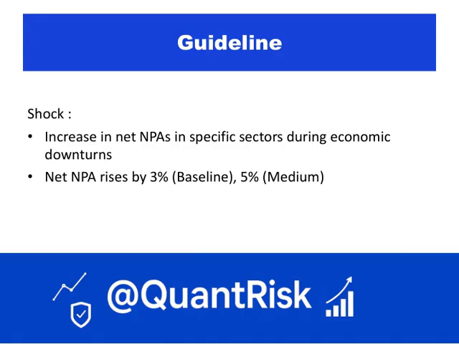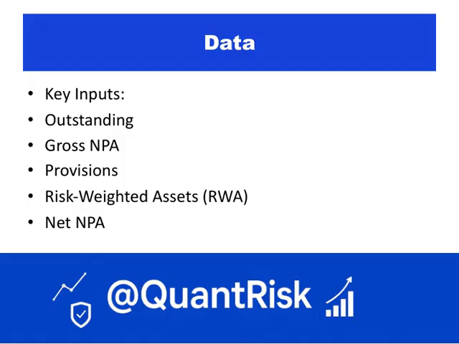Guideline: net NPA increases by 3%, baseline, and 5%, medium. During downturn, banks must keep provisions at the higher of prevailing or regulatory levels. Data inputs required: outstanding exposures, gross NPAs, provisions, RWA, net NPAs. These form the base for scenario calculations.